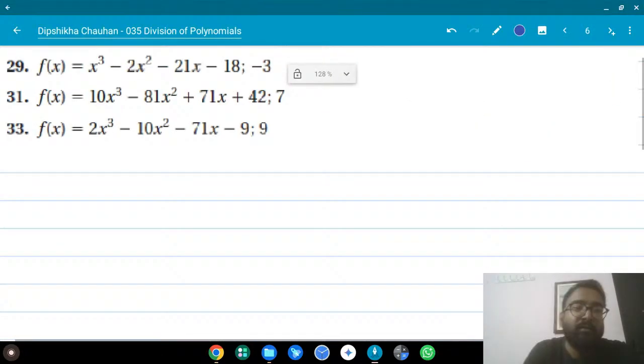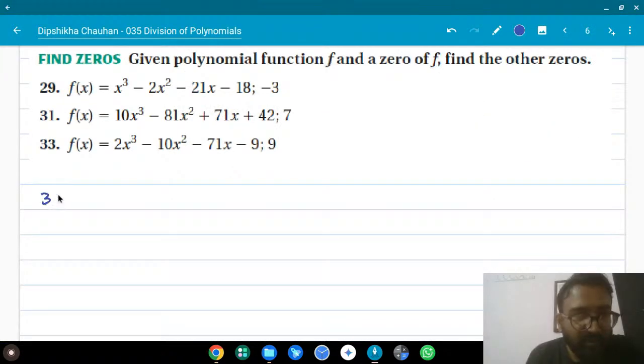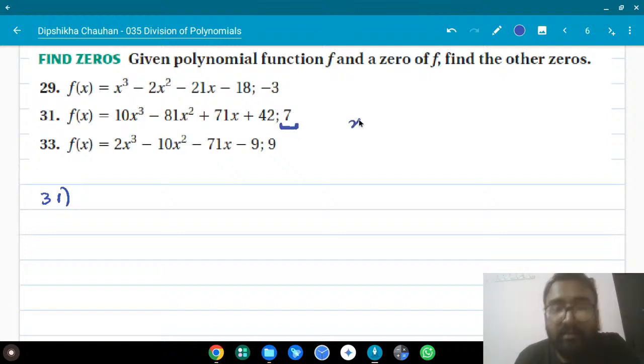So next, you said that 31 is the issue. f of x is equal to 10x cubed minus 81x squared plus 71x plus 42, and one of the factors is this. This is a factor, which means it is a divisor. If this is 0, then x minus 7 is a factor. So x equals 7 is a zero.